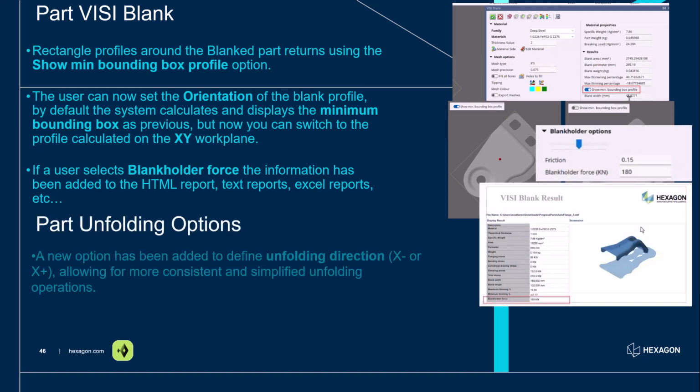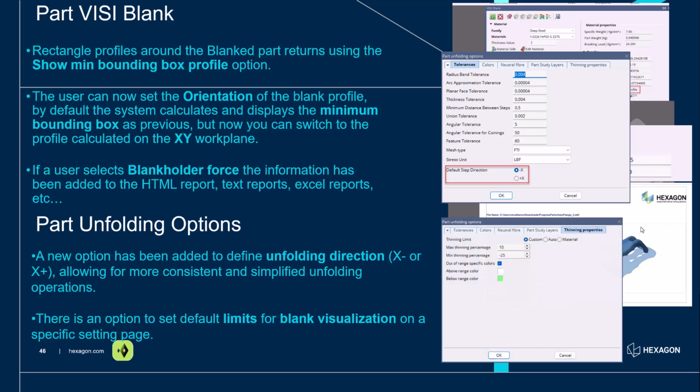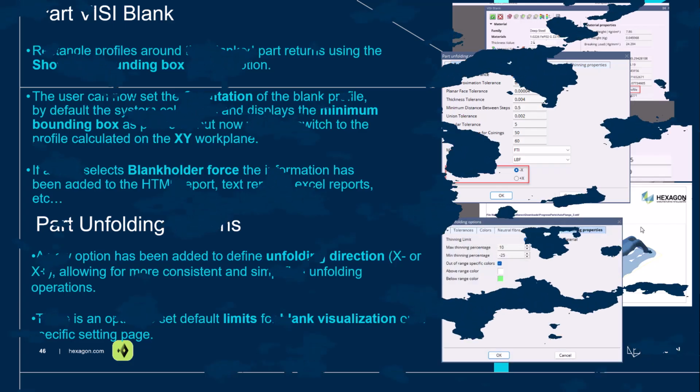And within the part unfolding options, a new option has been added for unfolding directions, so you could do the negative X or the positive X, allowing for more consistent, simplified unfolding operations. And also, additionally to this, there is an option to be able to set the defaults for the blank visualizations.